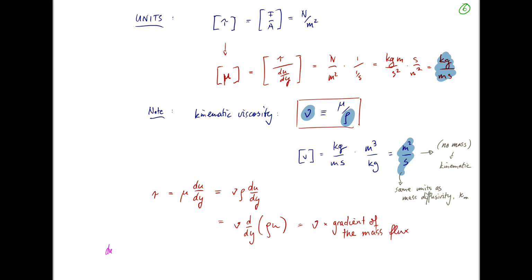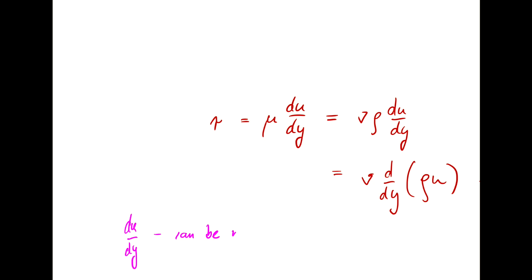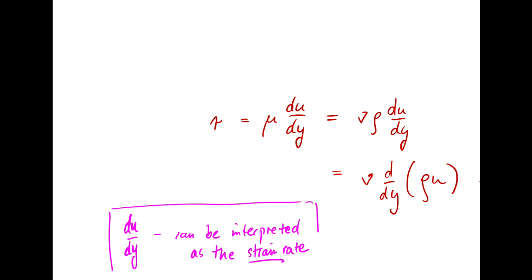So it is the kinematic viscosity times the gradient of the mass flux. Finally, du/dy can be interpreted as the strain rate. And I've mentioned this before, the strain is the rate of deformation of the fluid, and so the difference in velocity between different layers tells you how quickly your fluid parcel is deforming. And we'll revisit this in a couple of lectures.